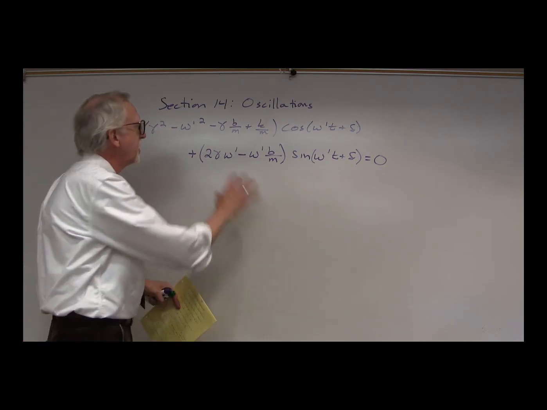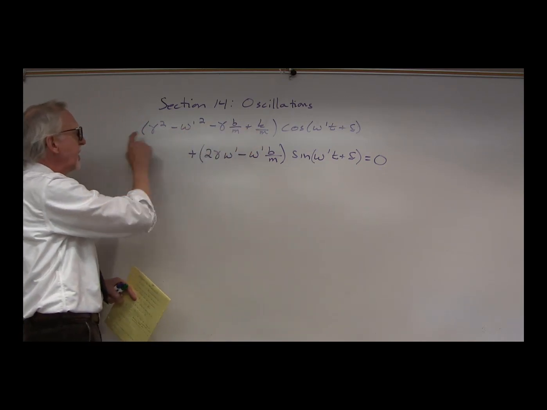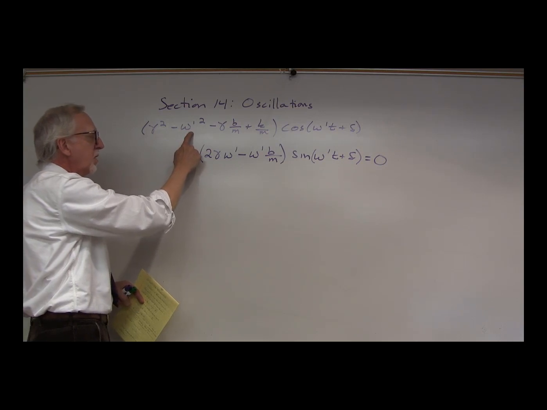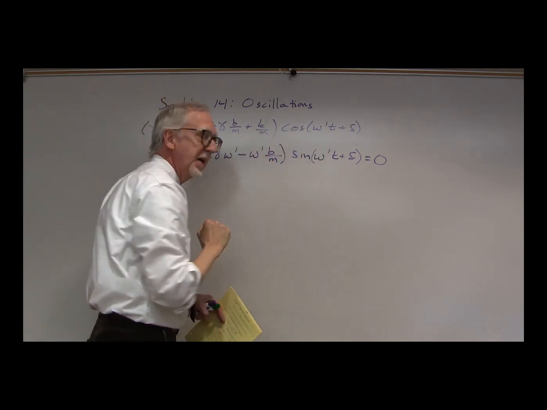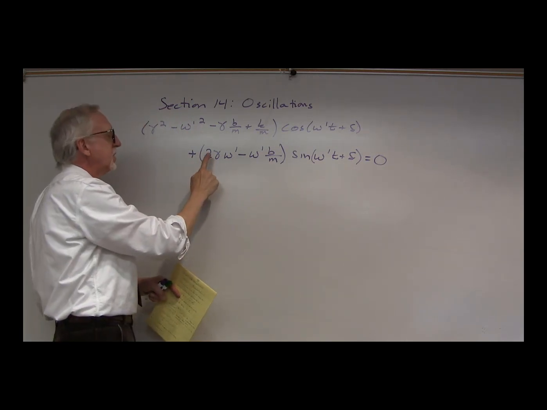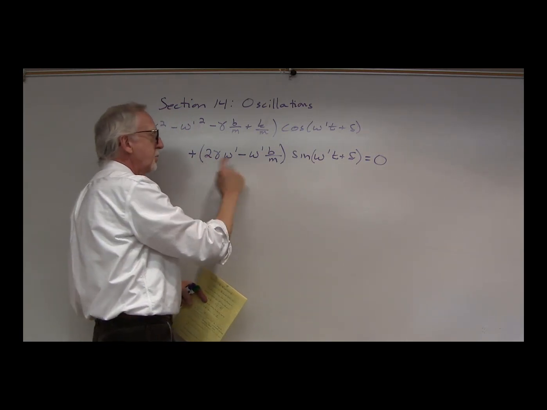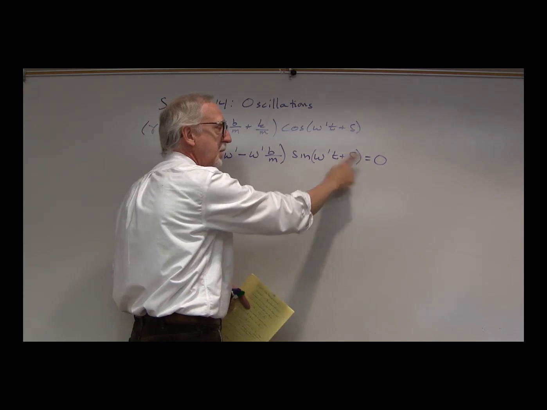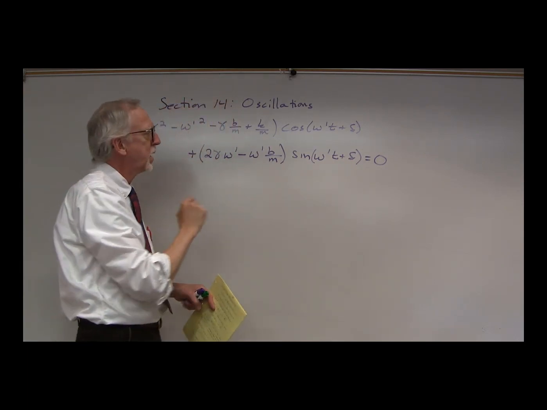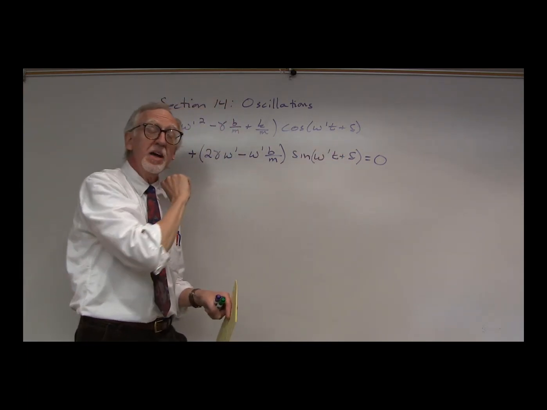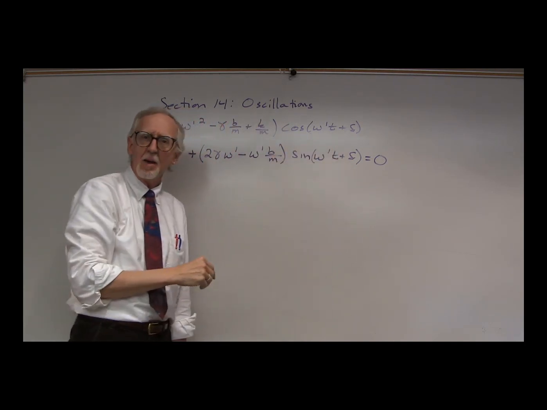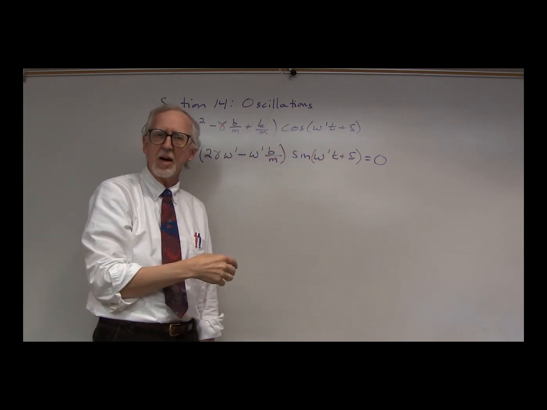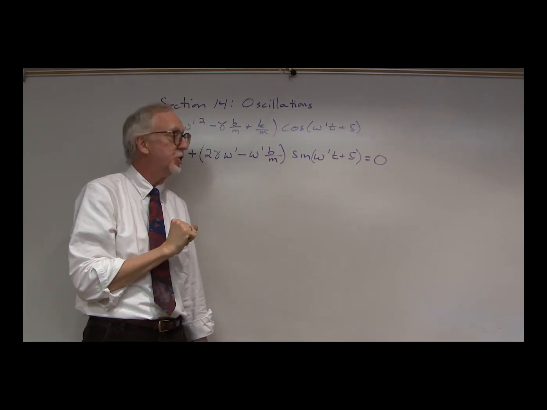Here we go. It simplifies quite a bit. What we end up with is (gamma squared minus omega prime squared minus gamma b over m plus k over m), all of that times cos(omega prime t plus delta), plus (2 gamma omega prime minus omega prime b over m) times sin(omega prime t plus delta), equals 0. This equation must equal 0 for all times. This is not true just for any particular time, but for any time we want to choose.